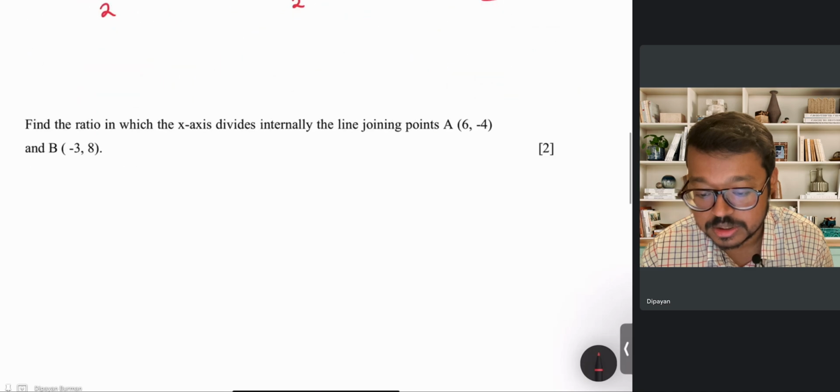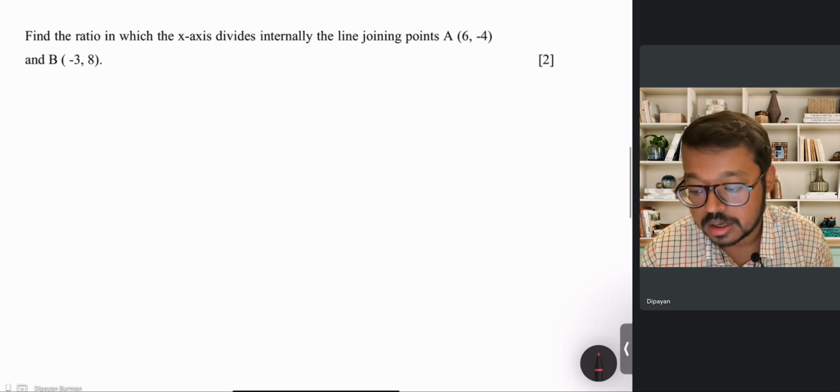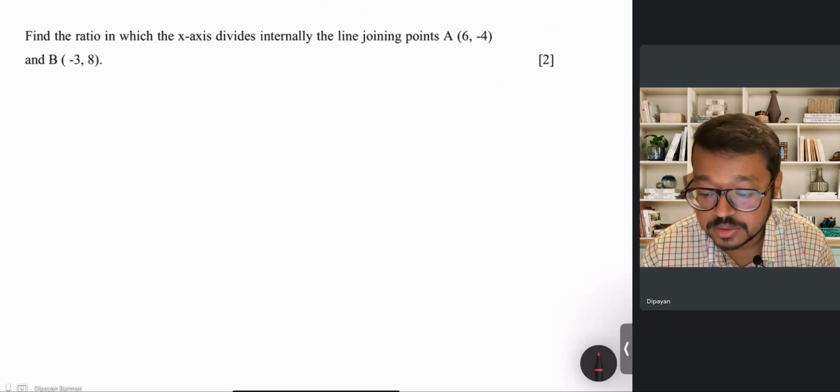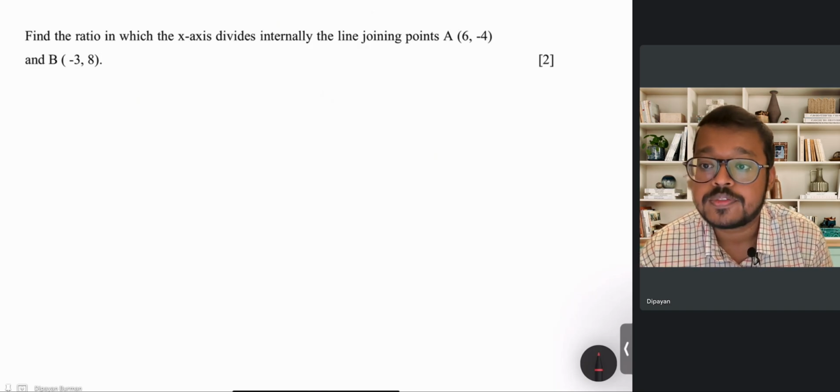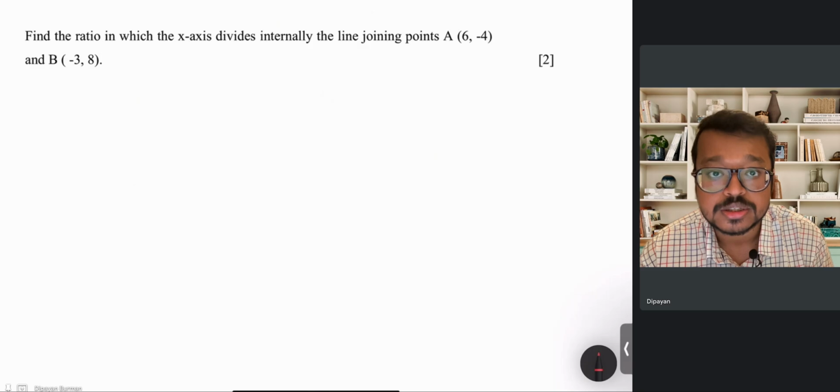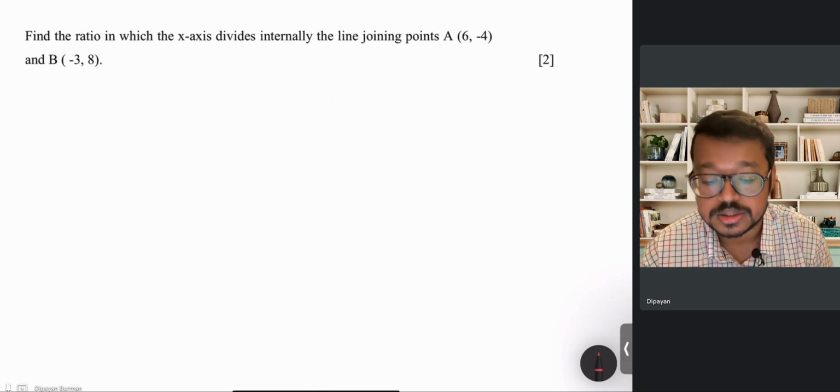Moving ahead to the next question. They're asking, find the ratio in which the x-axis divides internally the line joining points A (6, -4) and B (-3, 8). So we have to apply the section formula to find the required ratio.